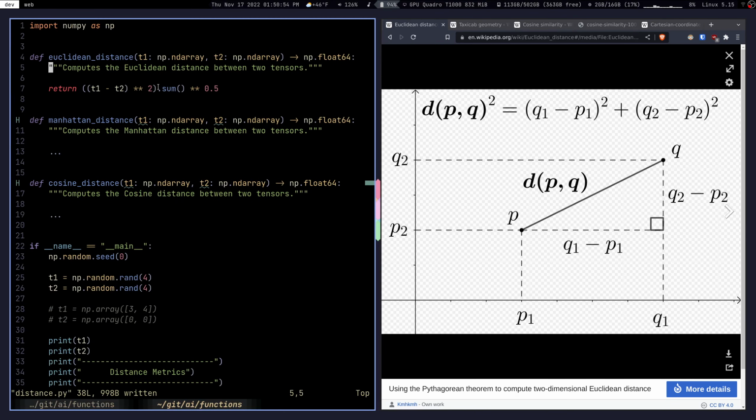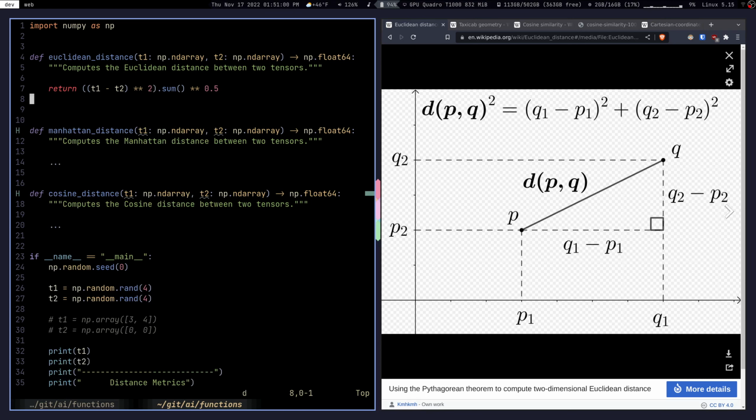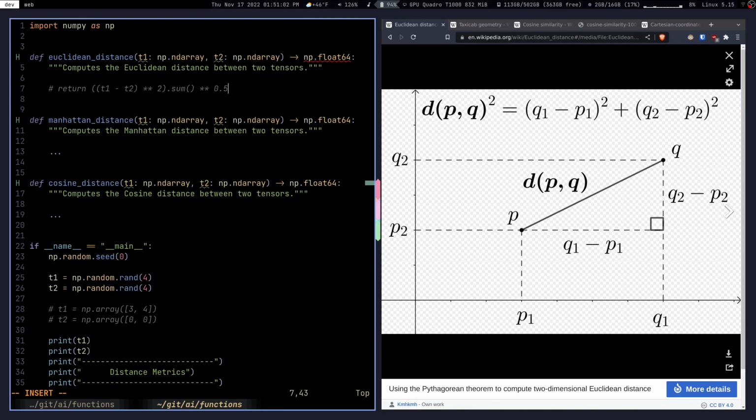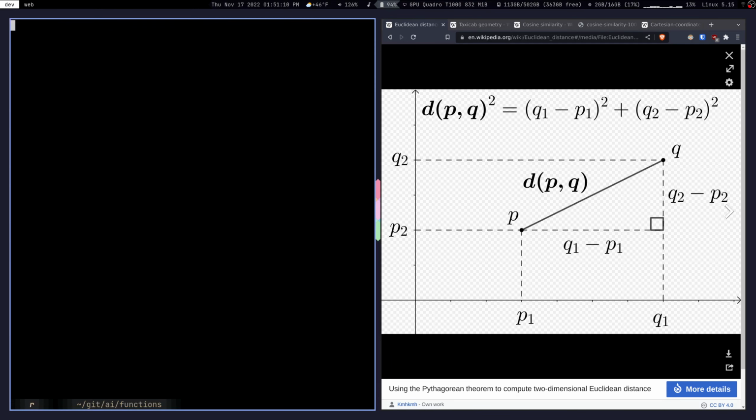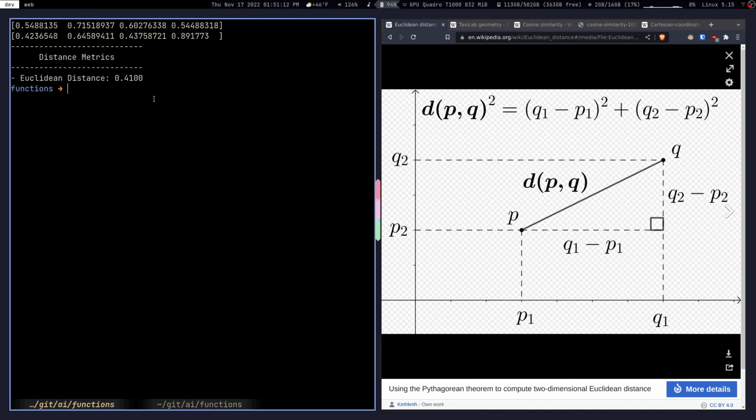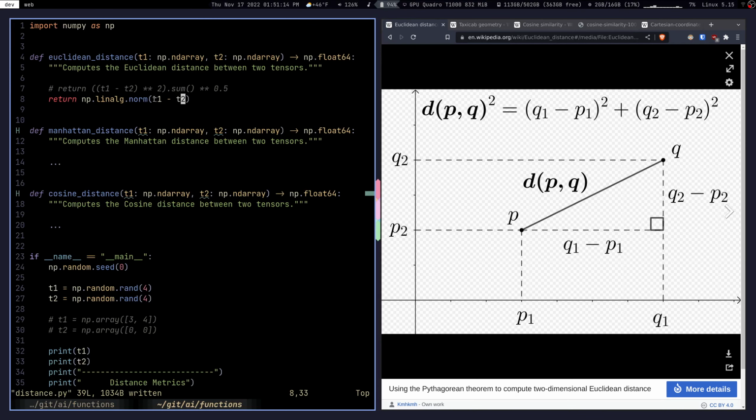Now, this is actually not the way I implement this when I use NumPy. I prefer another implementation, which, of course, is going to give us the same result, but it's a bit shorter. It's a more concise implementation. We're going to see that the result is the same, 0.4100, but what we do is compute the norm of the vector between points T1 and T2. In this case, we call them tensors, feature tensors, whatever.